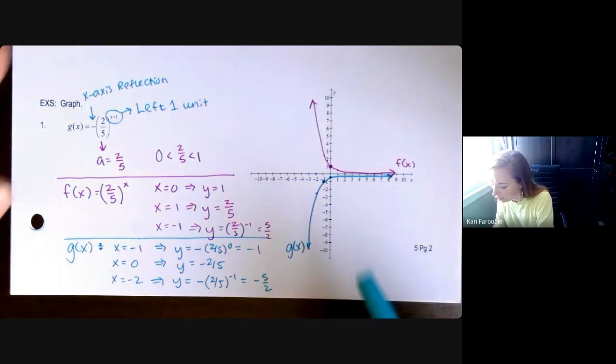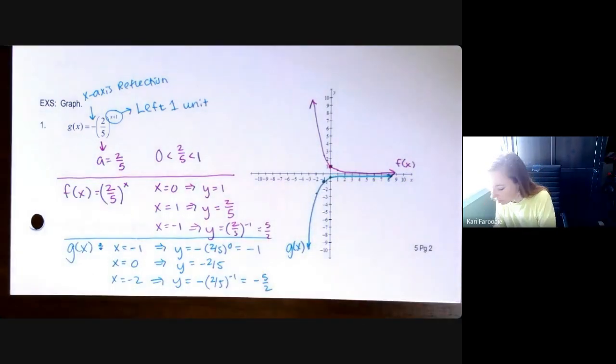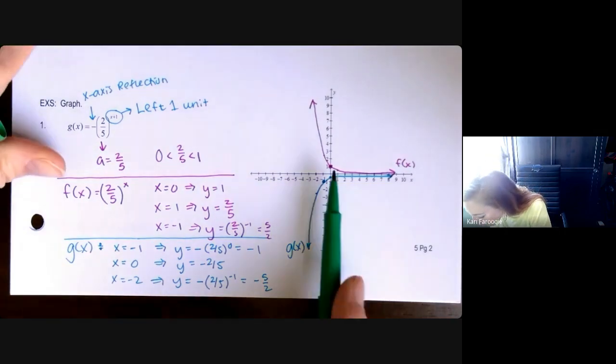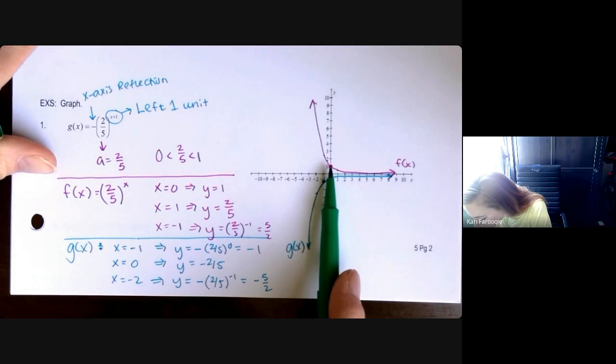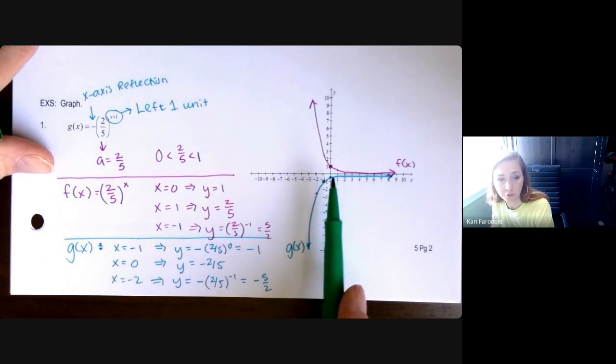But you can see how it was shifted to the left 1 and it was reflected about the x-axis. So if you're trying to figure out how you would shift this point right here at (0, 1), it would move to the left 1, and then it reflects about the x-axis. It hops over the x-axis and it ends up here. So every one of these points is accounted for.